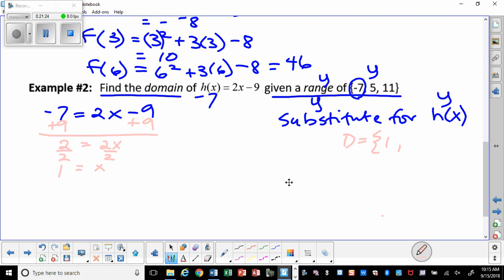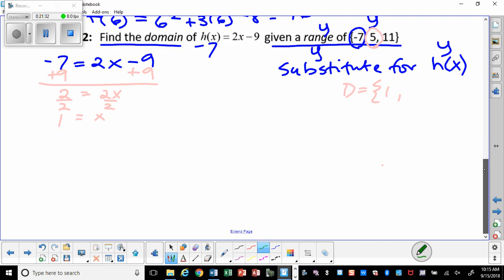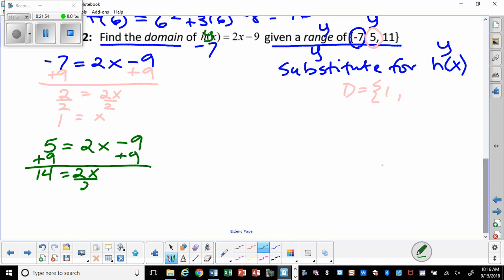Okay, and then now I'm going to put in a 5. I'm putting that in for the y. For h of x, h of x's are y, so now I'm going to put in a 5 equals, and x is what I'm trying to find. So I'm going to add 9. We get 14 equals 2x, divided by 2, so x equals 7. And that would be the second element in my domain.